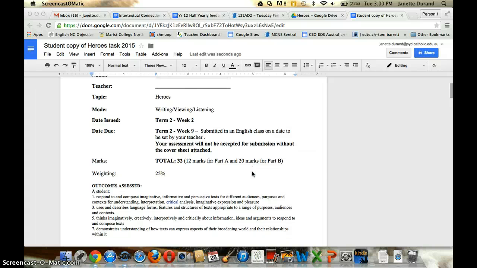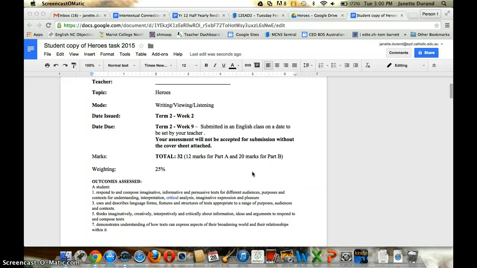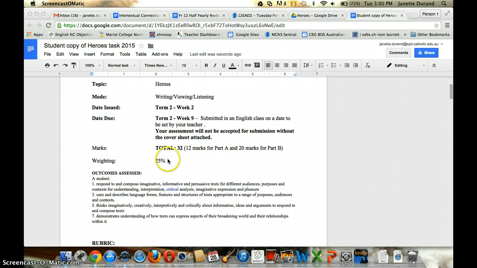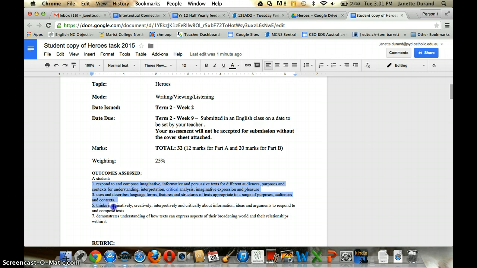Now you must make a copy of your assessment cover sheet and that must be handed in, so the marking criteria and the front page with your assessment task. The total marks are out of 32 and the weighting is 25%. The outcomes assessed on this task are outcome 1, outcome 3, outcome 5 and outcome 7.